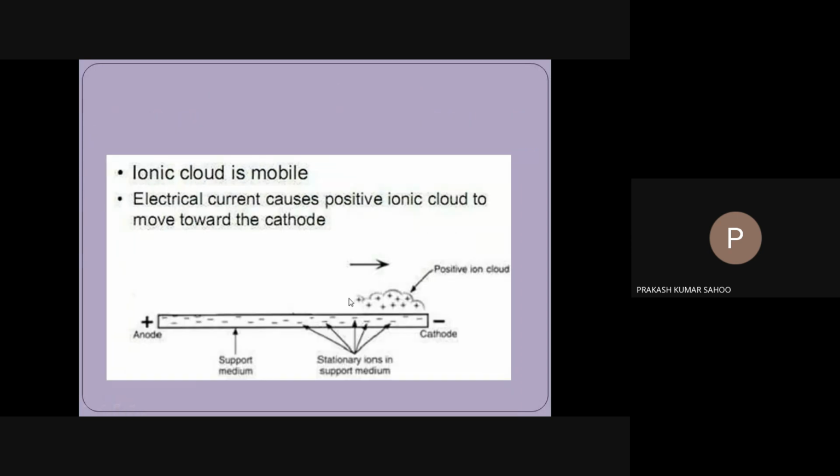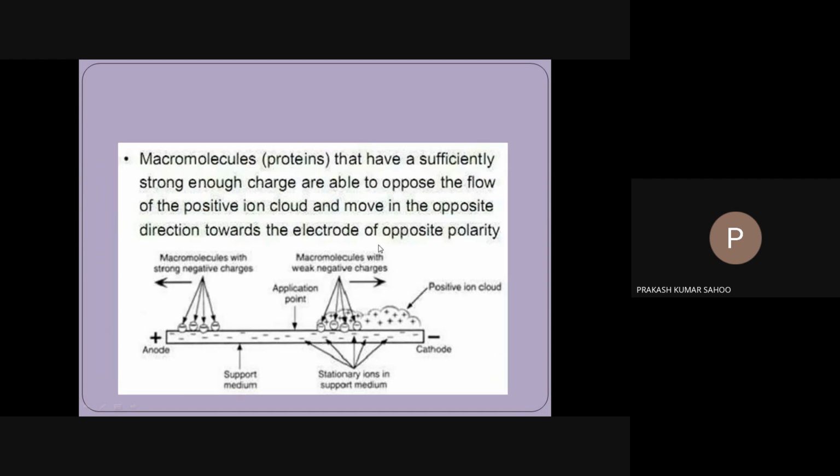The ionic cloud is mobile, so the electrical current causes the positive ion cloud to move towards the cathode. This is the supporting medium, and this is the gel, which is stationary in electroendosmosis. Macromolecules that have a sufficiently strong charge are able to oppose the flow of the positive ion cloud and move in the opposite direction, towards the electrode of opposite polarity.